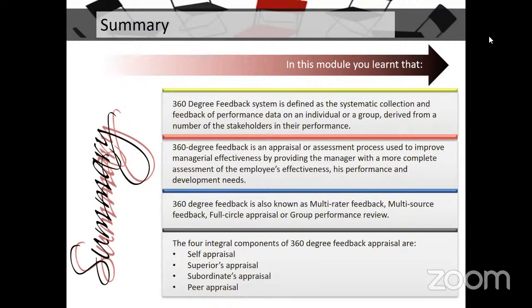You can see my screen. The key things that we've summarized in this module: first, for us to understand that the 360-degree feedback system is a systematic collection and feedback of performance data of an individual or a group, derived from a number of stakeholders in their performance.